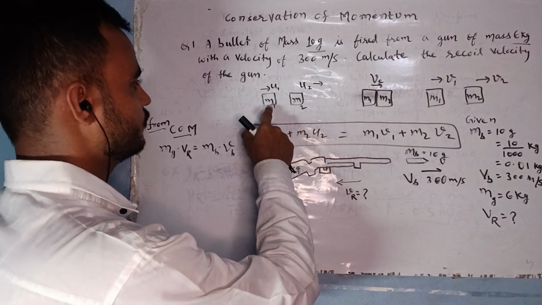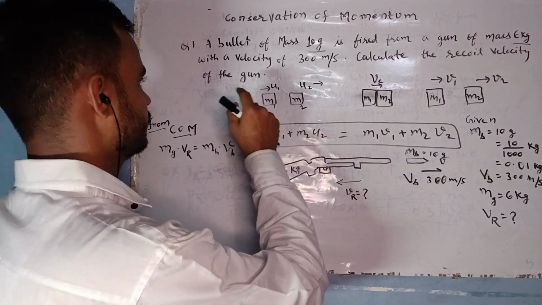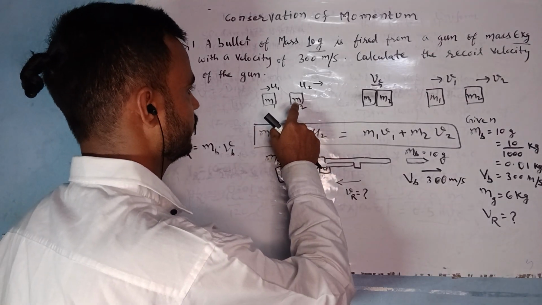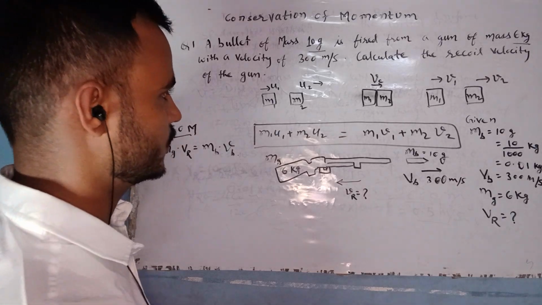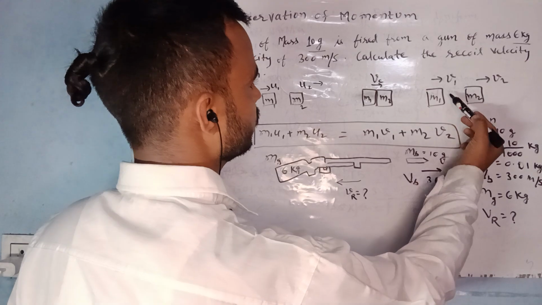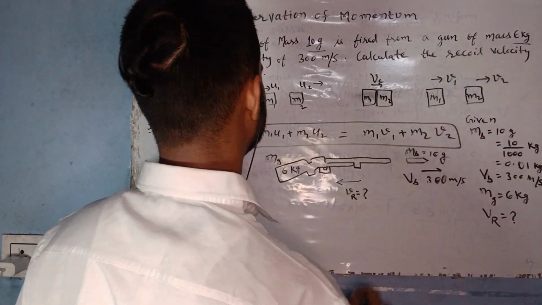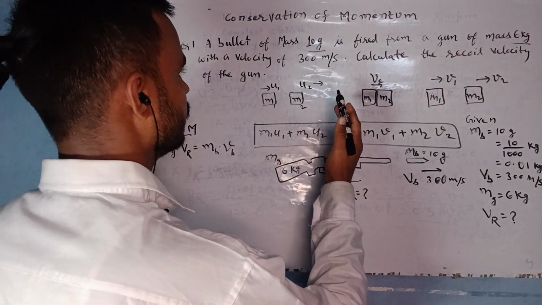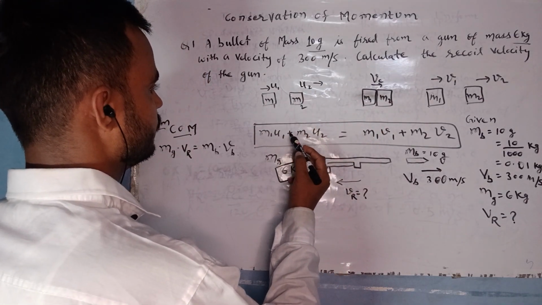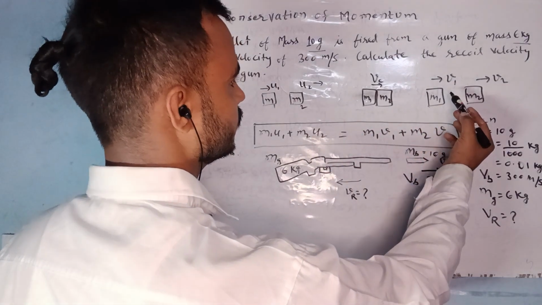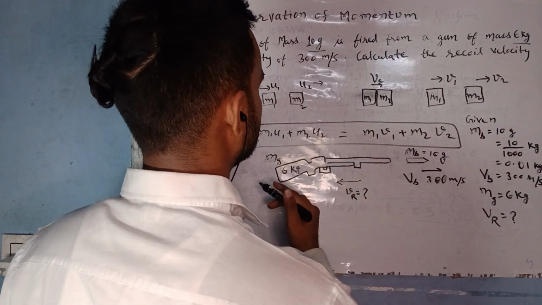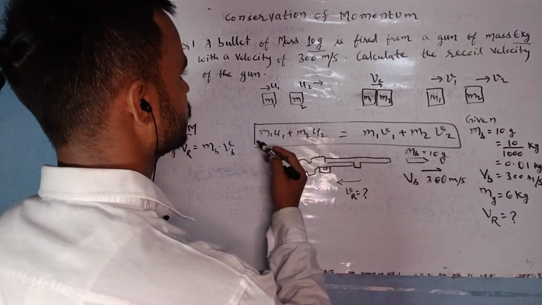Suppose a body having mass m1 is moving with velocity u1 and another object having mass m2 is moving with velocity u2, then they collide. After collision they move with velocity v1 and velocity v2 separately. So the conservation of momentum says that before collision its momentum is m1 u1 plus m2 u2, and after collision its momentum is m1 v1 plus m2 v2, and both are equal. So this is the equation for conservation of momentum.